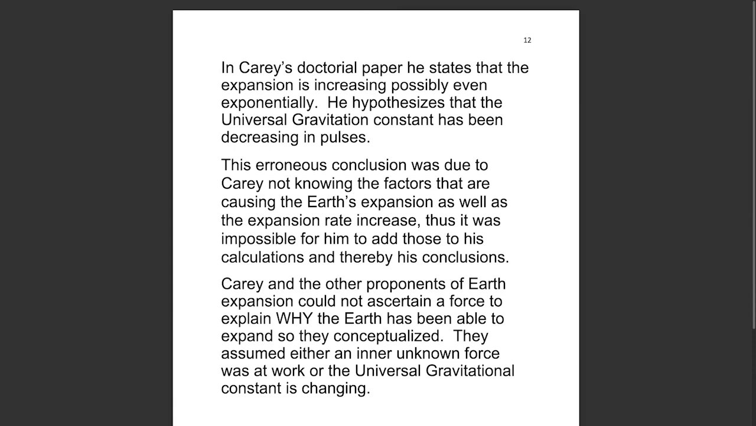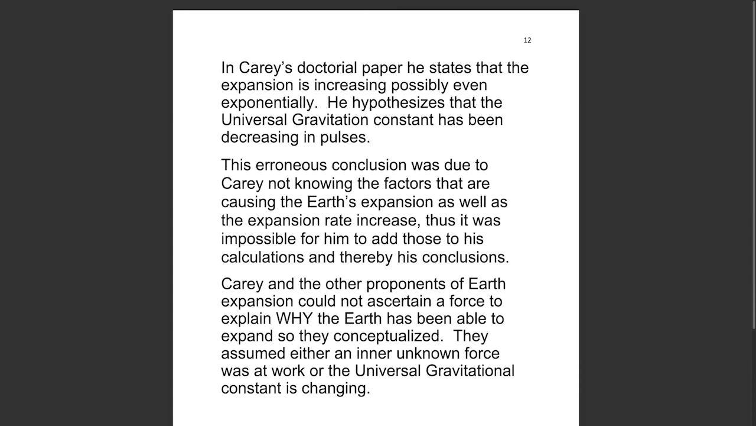Thus, it was impossible for him to add those to his calculations, and thereby he arrived at this erroneous and incorrect conclusion. Doesn't mean the theory isn't correct. It just means what's fueling the expanding of the Earth wasn't known. And so he postulated something that made the whole theory rejected.